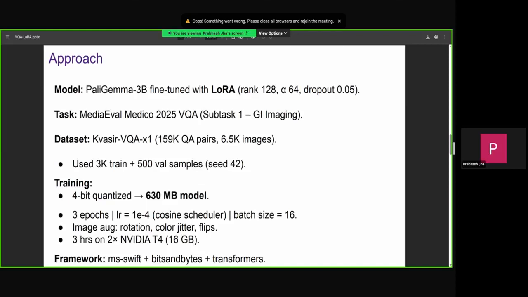We trained for 3 epochs with a learning rate of 0.0004 using a cosine scheduler and a batch size of 16. We also added a few image augmentations like rotation, color jitter, and flip. The training time was almost 3 hours on an NVIDIA T4. We used the MS-Swift framework with bitsandbytes and transformers.